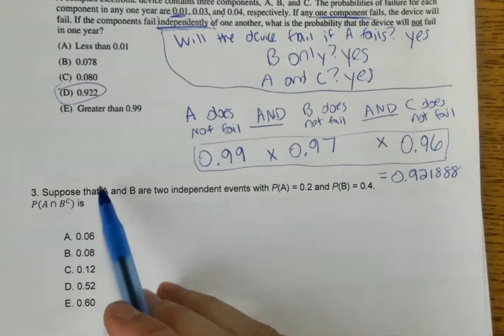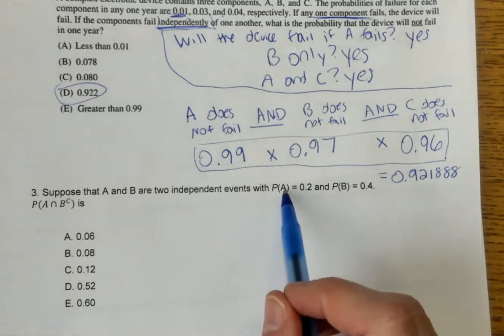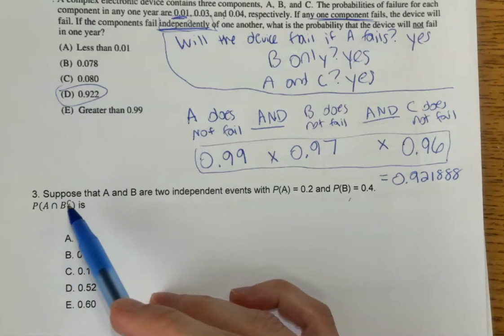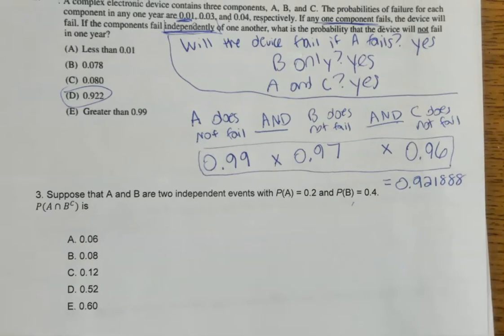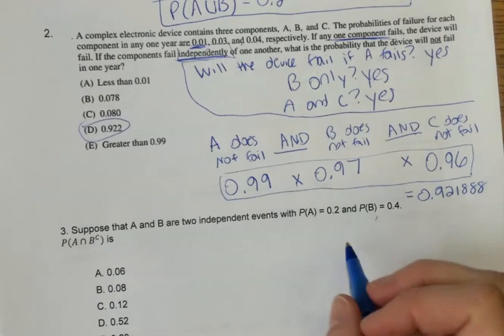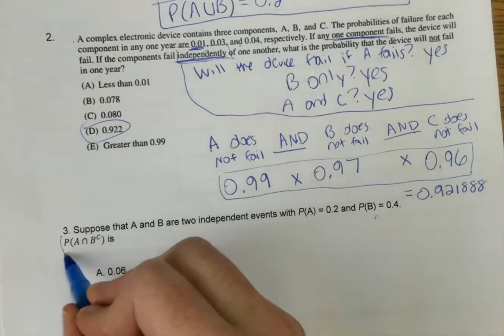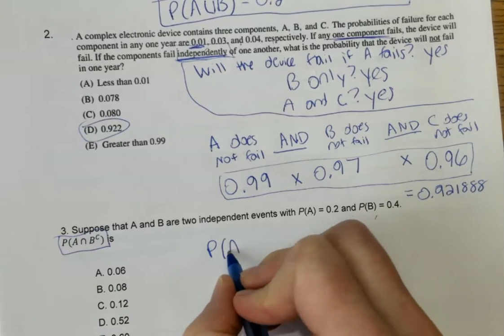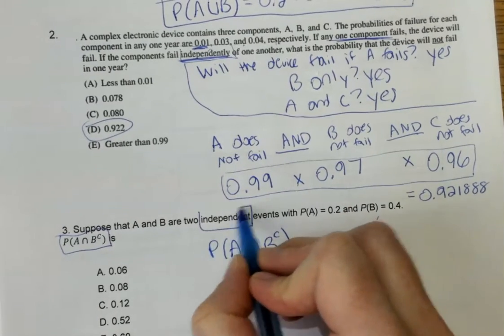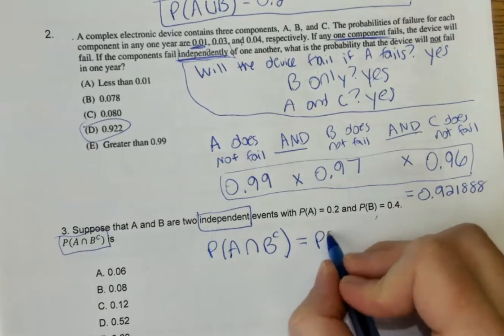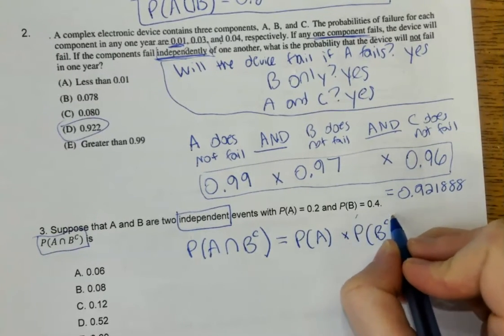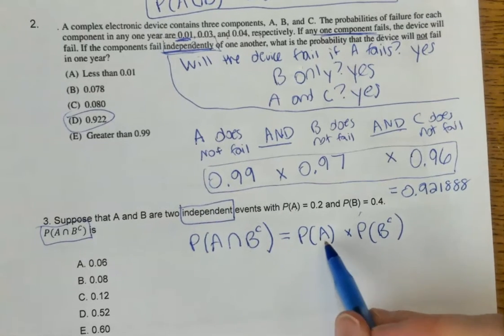All right, suppose that A and B are two independent events. The probability of A intersection B complement is, all right, so that's a lot right there. So what I think we should do is talk about what this means before we do anything else. We know it's an intersection, so we know we're multiplying. We know it's independent, so our multiplication rule would just be the two events multiplied by each other. Once we've written out the formula, I think it's pretty easy to plug in the numbers.